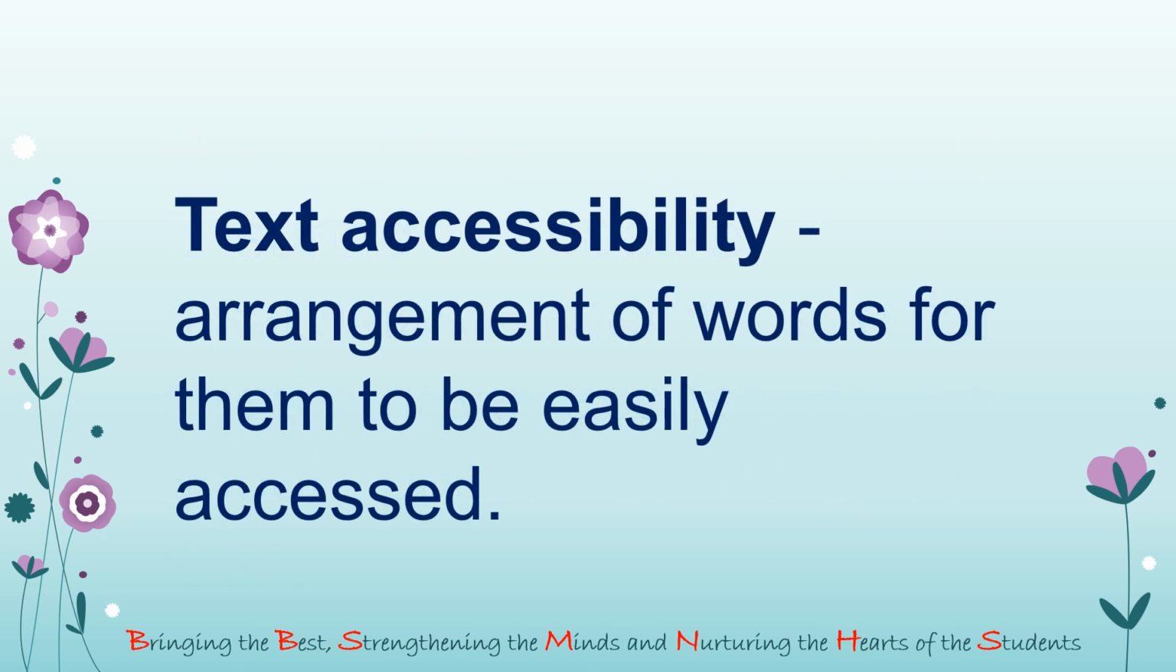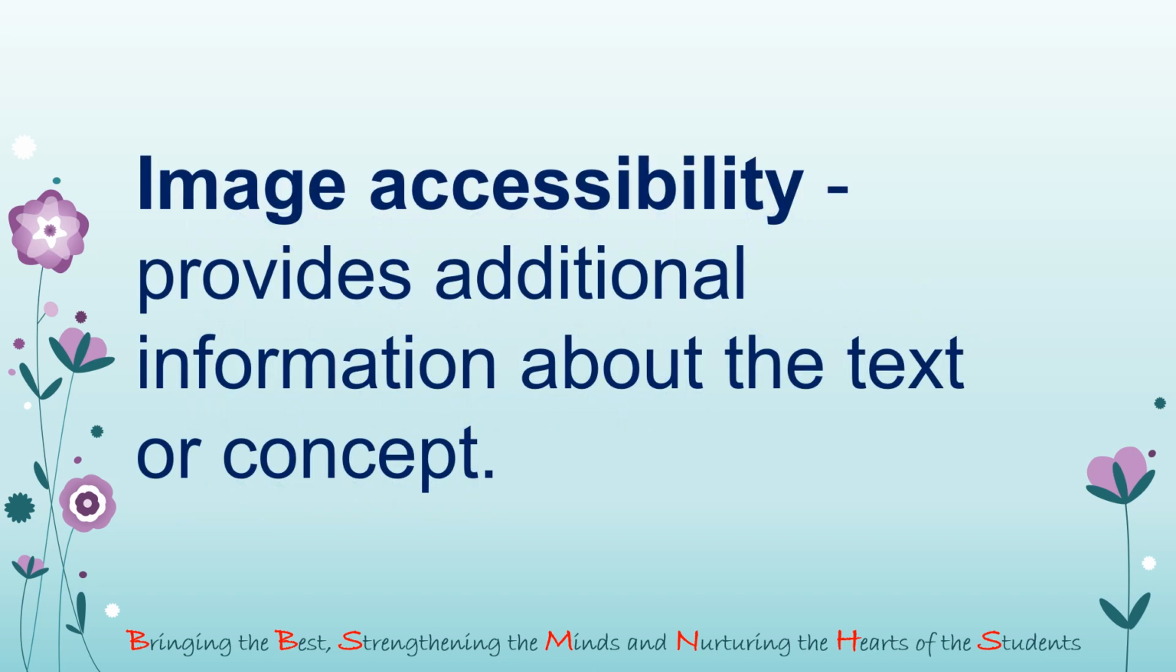We have 4 different kinds of accessibility. The first one is text accessibility. When we say text accessibility, it refers to the arrangement of words for them to be easily accessed. Somehow, they have been arranged alphabetically. Second kind of accessibility is what we call image accessibility. It provides additional information about the text or concept using photos and images.